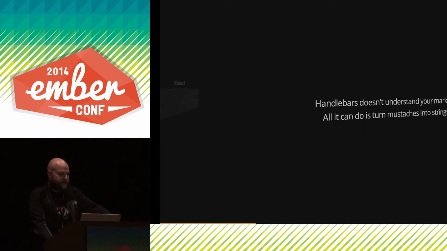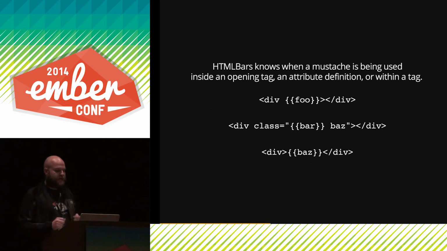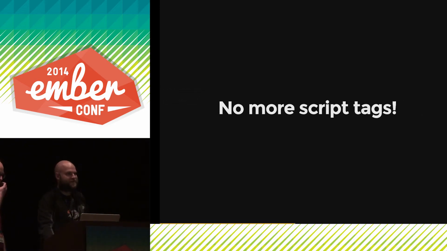And the reason for that is because Handlebars doesn't understand your markup. It can only just turn mustaches into string output, whereas HTMLBars knows exactly where mustaches are being used, whether they're inside of the element itself, whether they're inside of an attribute, or whether they're inside the content of an element. And HTMLBars also builds DOM fragments instead of strings. And so this lets us hold reference to those things where you're putting those mustaches so that we can update them later, right? That's data binding. And so what does this mean? Well, it means no more script tags, right?